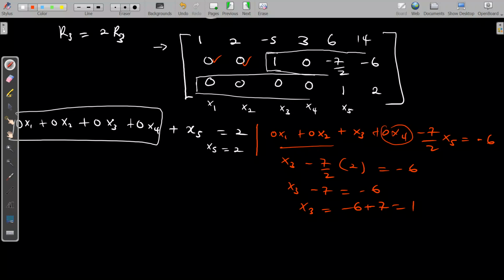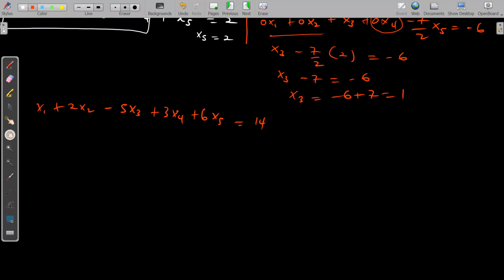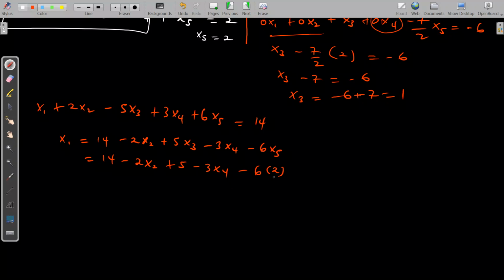Now, x3 is 1, x5 is 2. The only equation left to solve is the first row. I'm going to have 1x1 plus 2x2 minus 5x3 plus 3x4 plus 6x5 should be 14. Then I notice that x1 will be equal to 14 minus 2x2 plus 5x3 minus 3x4 minus 6x5. So 14 minus 2x2, which I don't know, but I know x3 to be 1, so I'm going to put it here, 1 times 5, which is 5, and then minus 3x4, I don't know x4, minus 6 times x5, which is 2, right? So I'll put it there.